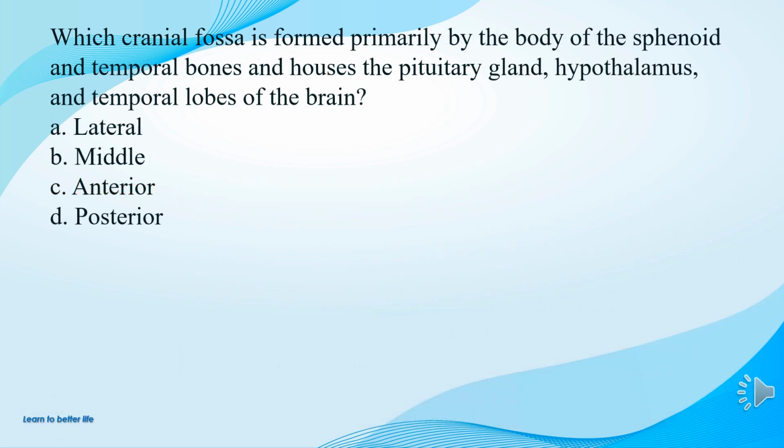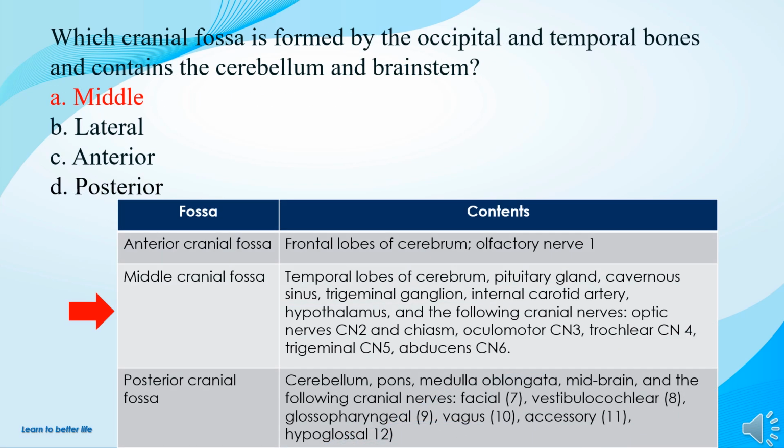Which cranial fossa is formed primarily by the body of the sphenoid and temporal bones and houses the pituitary gland, hypothalamus, and temporal lobes of the brain? A. Lateral. B. Middle. C. Anterior. D. Posterior. The answer is B. Middle.